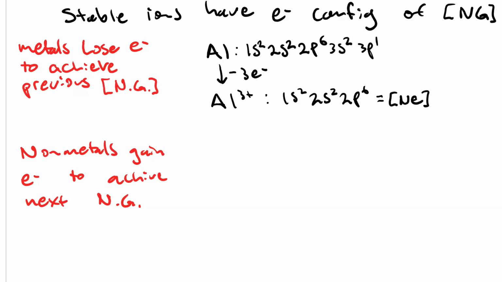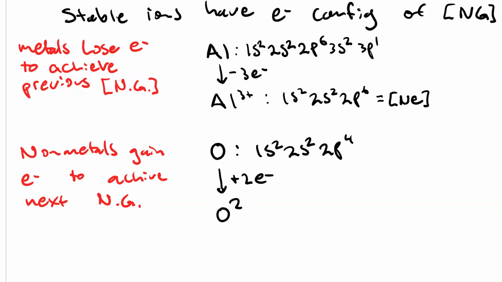Consider oxygen. It has the electron configuration 1s2, 2s2, 2p4. If it gains 2 electrons, you get the oxide ion O2- with electron configuration 1s2, 2s2, 2p6, which again is the same as neon.